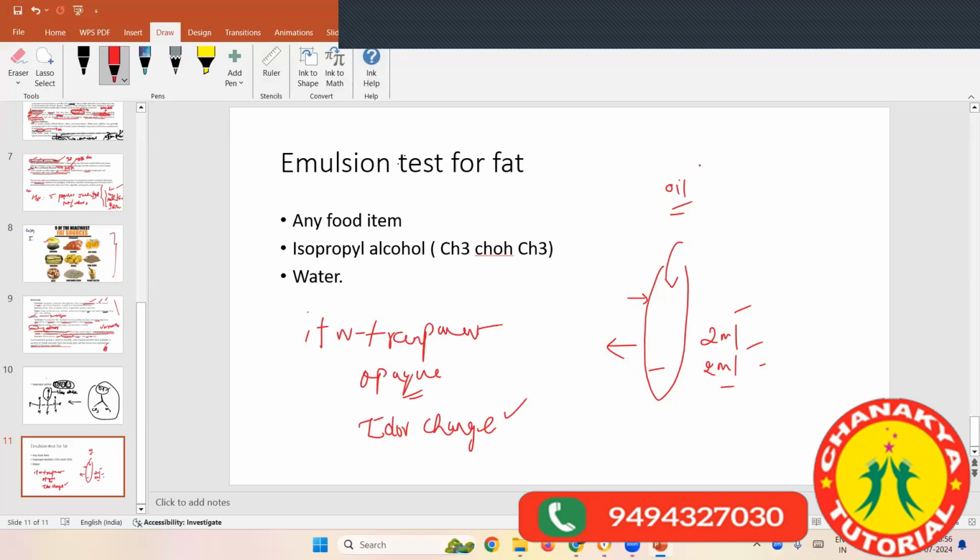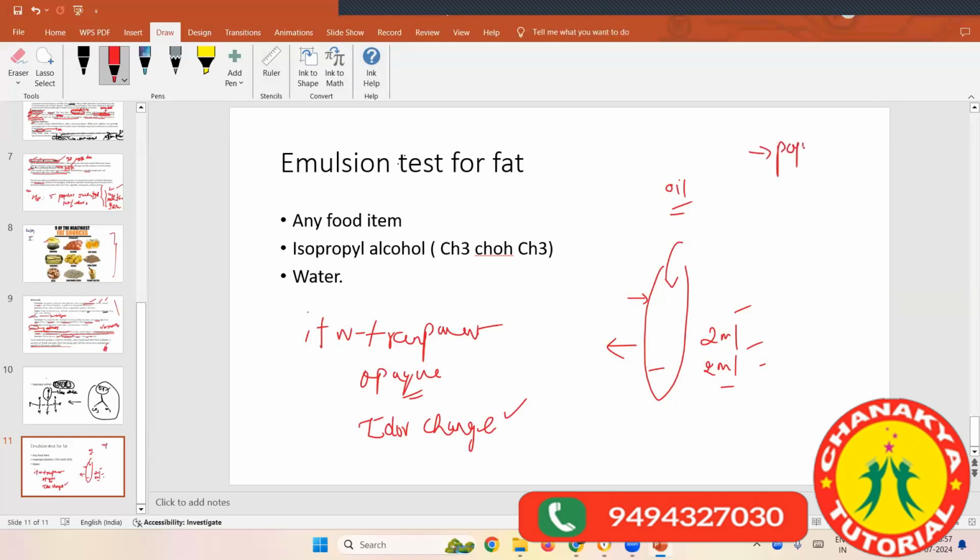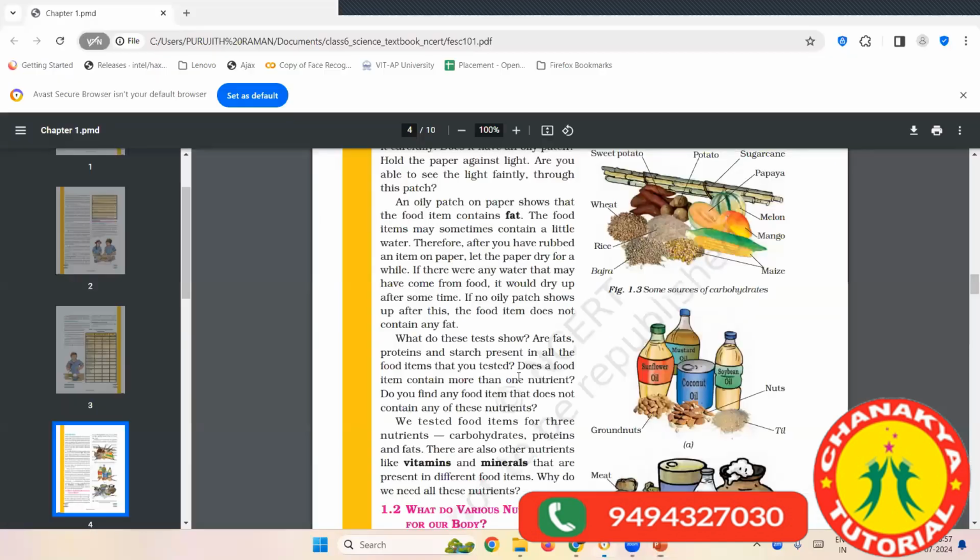Now you have two tests for fat. One is the paper test, that is given in your book, the normal paper test. You know how to do the paper test. Yes, ma'am. And then the second test is the emulsion test. Yeah, got it now. Yes, ma'am. Okay.